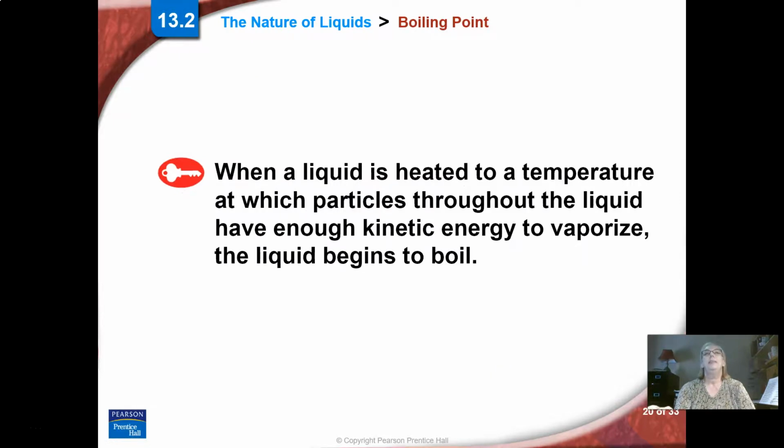So what is boiling? Let's talk about that. When we heat a liquid to a temperature at which the particles have enough kinetic energy to vaporize, we're starting to boil. So you'll see the little bubbles when you heat up water on the stove. Those little bubbles are boiling.